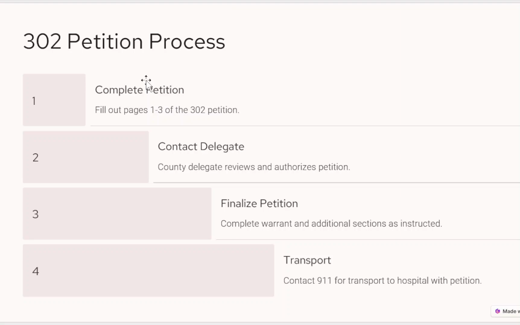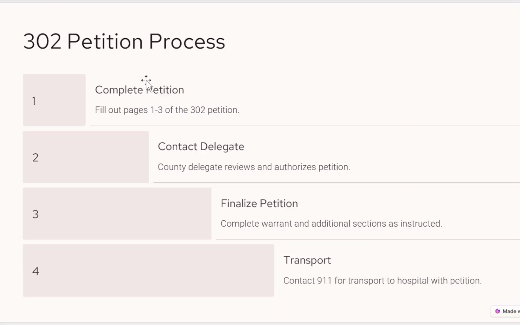Each county assigns a delegate who is responsible for reviewing the petition to ensure it's completed correctly and to determine whether sufficient grounds exist to authorize a 302. If there are sufficient grounds, the delegate will provide guidance on completing the warrant. So that's part 3 of page 5, and instruct staff to complete part 4, which is going to be page 6 of the petition, and the petition will then be considered complete. A copy of the petition must be retained for record.